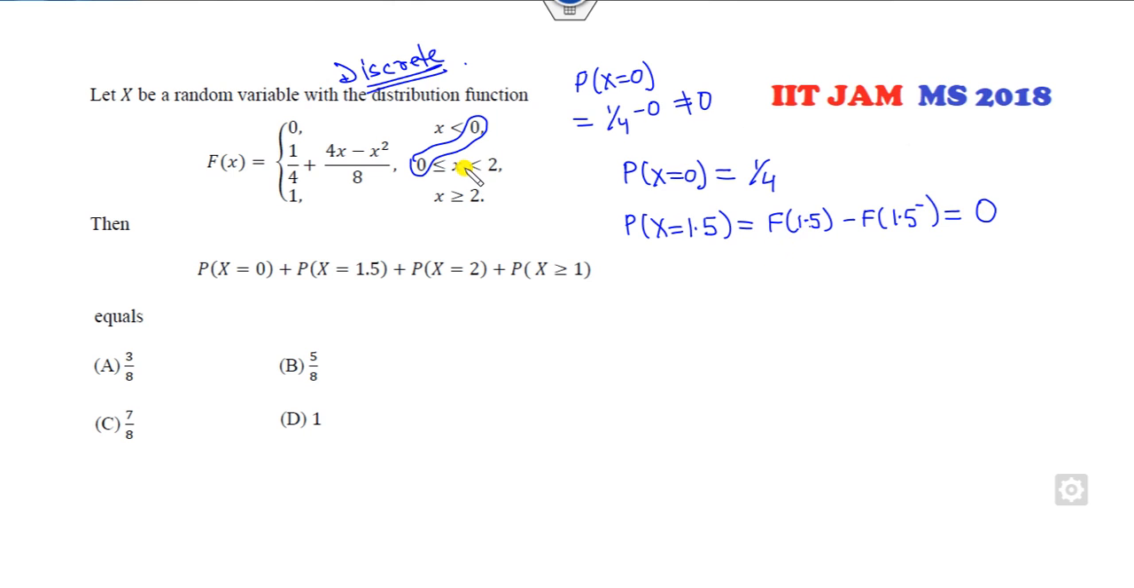What is the 1.5 value here? The value is my this. What is the F of 1.5 negative? It also lies in this, so this is my 0. Although 1.5 is not the breaking point, x is equal to 2. So 2 is my breaking point.